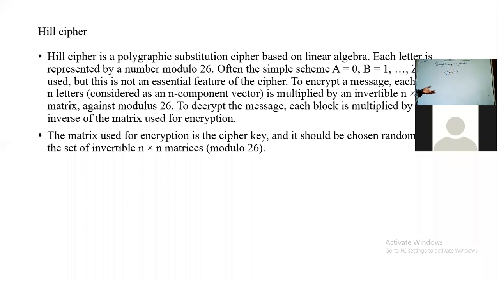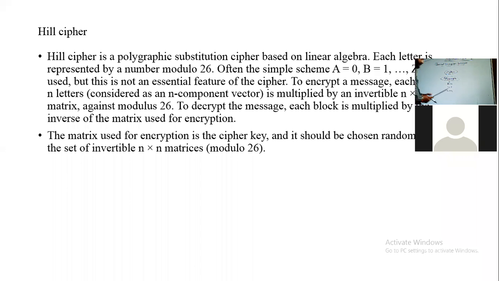So we call it polygraph. Polygraph means it is a 2 by 2 matrix, or 3 by 3 matrix, 4 by 4 matrix. It may be any matrix. So that's why it is called polygraph matrix.